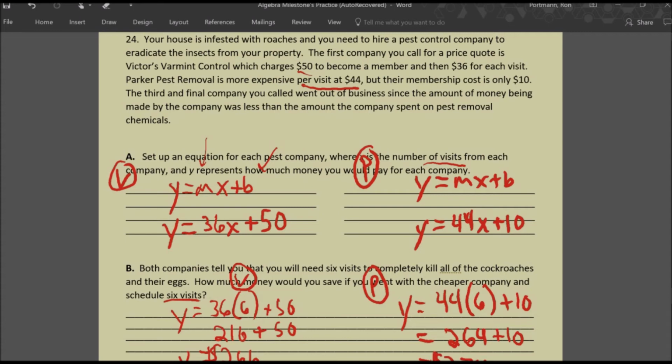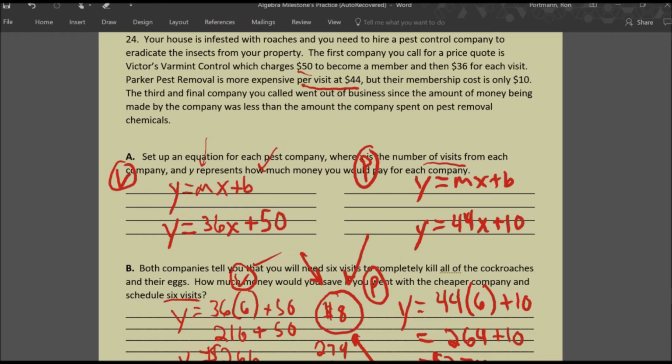So which one's the better company? Obviously Victor is. Yeah? By how much? The question's saying how much cheaper? How much cheaper? 274 minus 266. I believe that comes out to be about $8. So your answer for this one, how much cheaper is it? It's $8 cheaper.